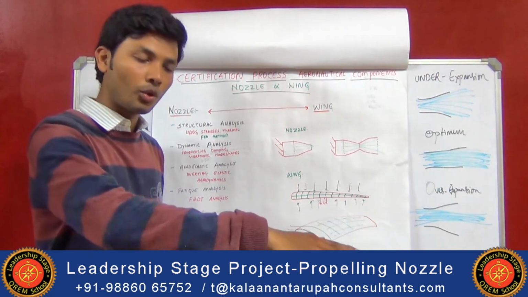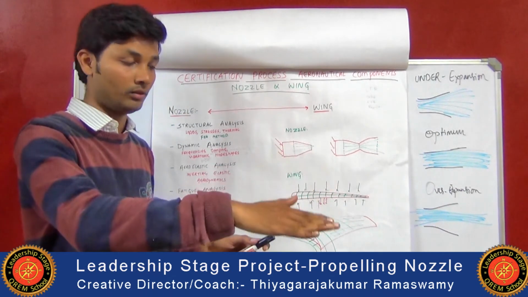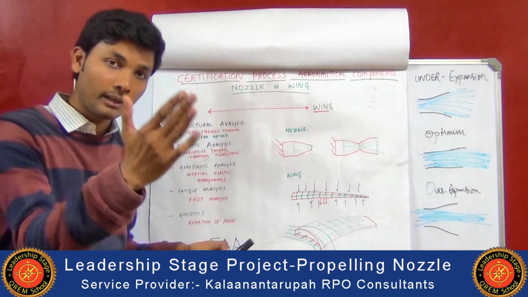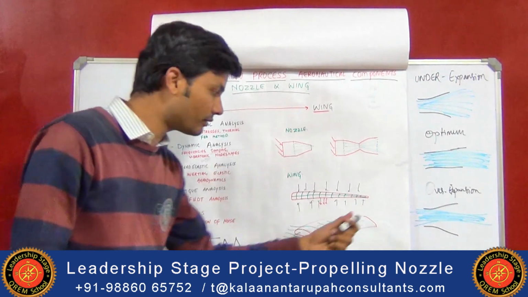As we see in the aeroplane, the wing goes up and down. That is within the limit, within the tolerance that is allowed. So the wing is in the safety region. If that goes beyond the limit, there are chances of failure in the wing. So they do all the testing with respect to that.